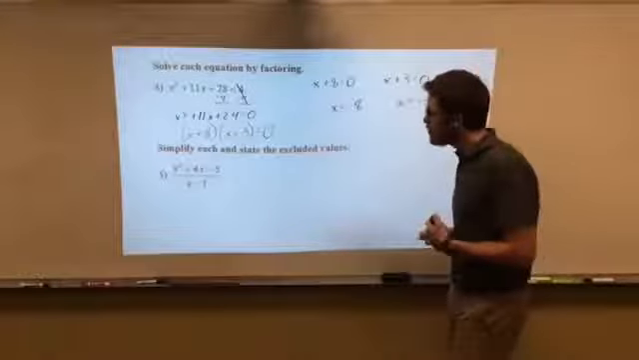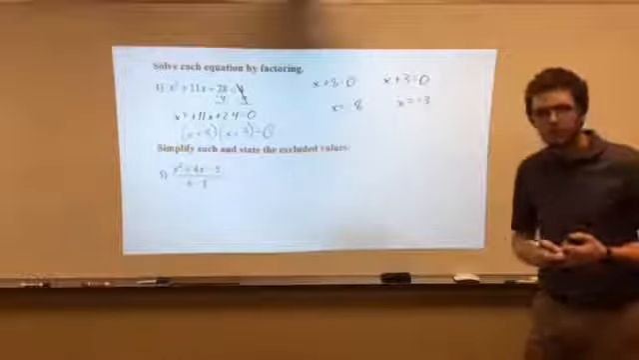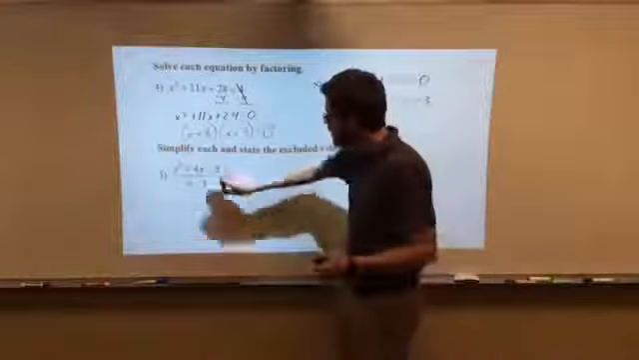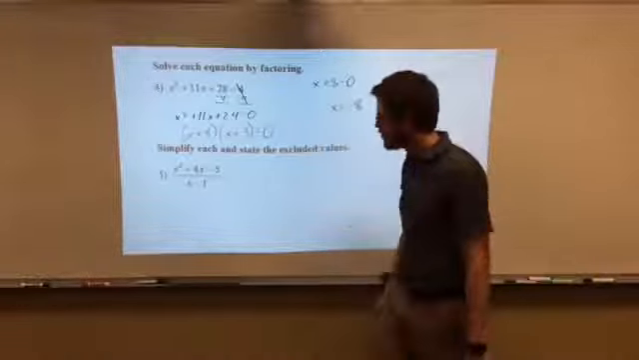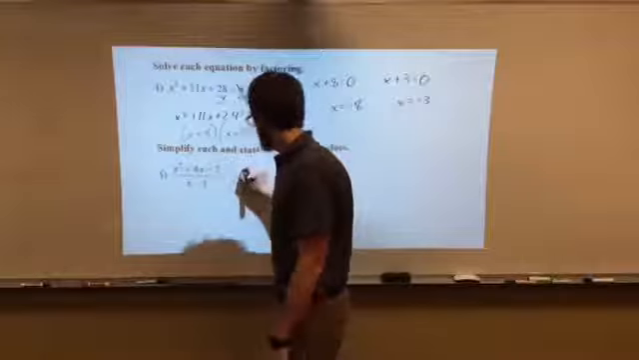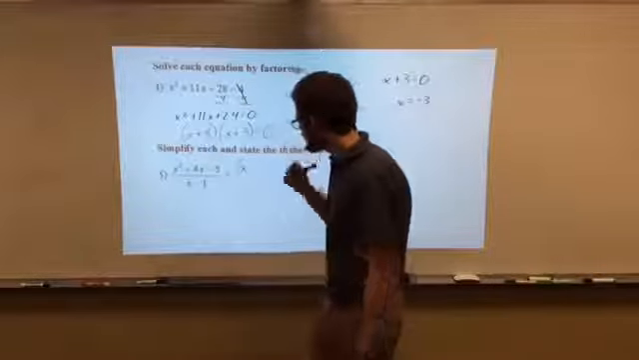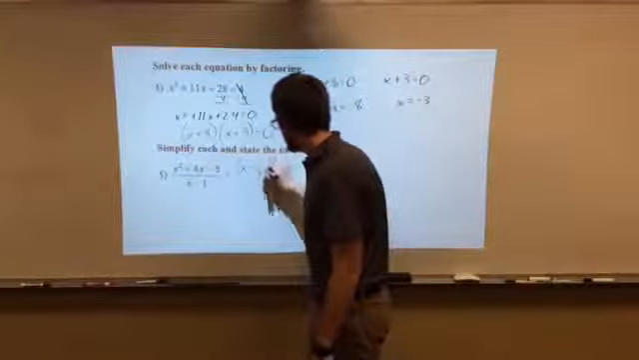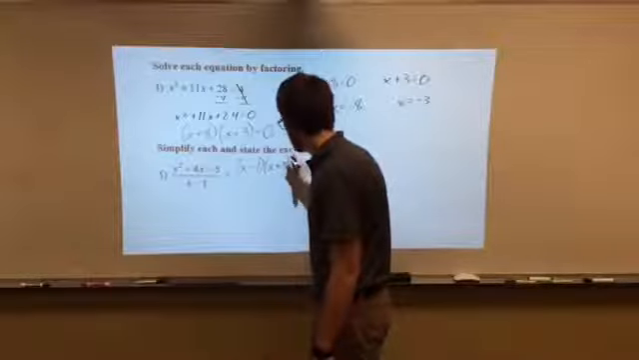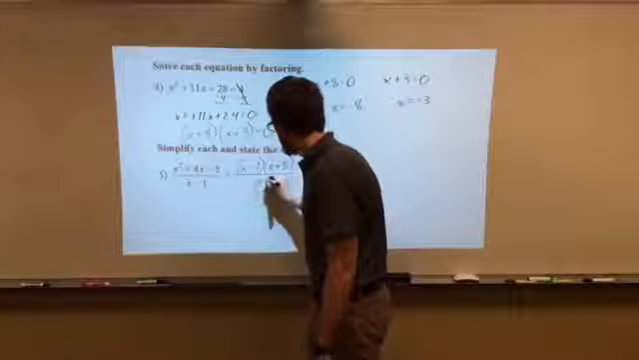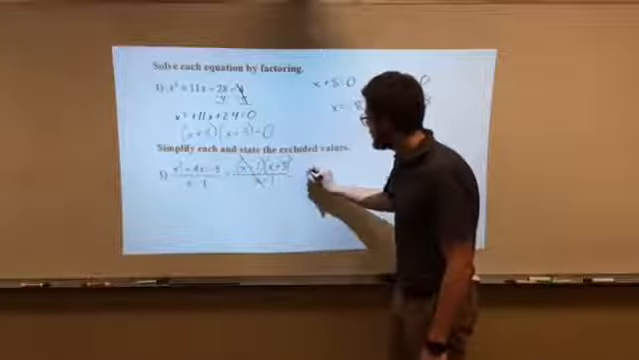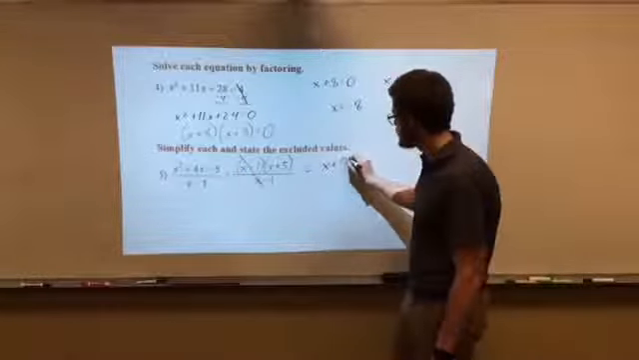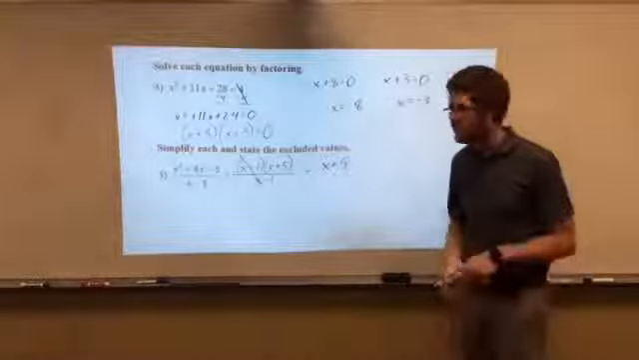This next one we want to simplify and state the excluded value. Well, again, we can factor the numerator of this fraction to be x minus 1 times x plus 5, and it is all over x minus 1. The x minus 1's actually cancel out. This all actually equals x plus 5.